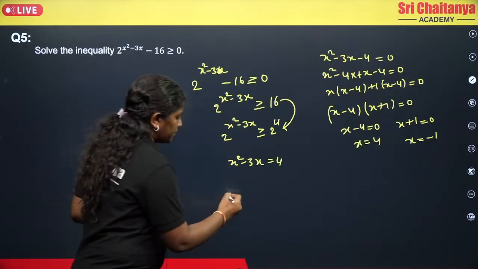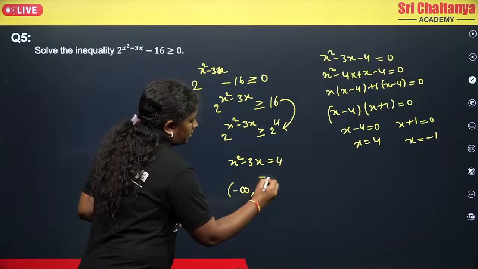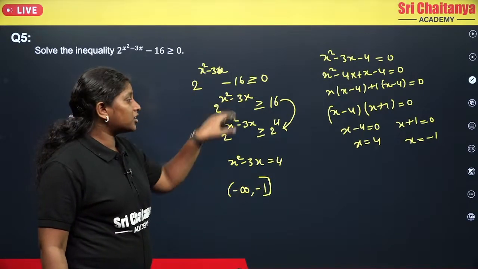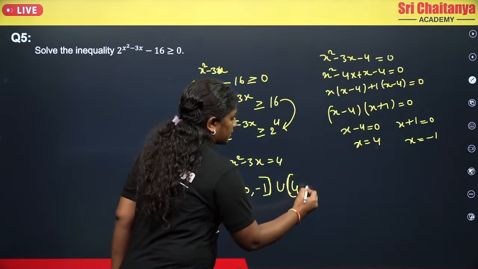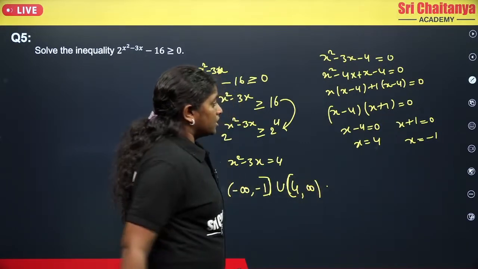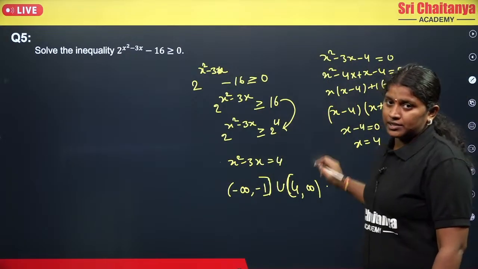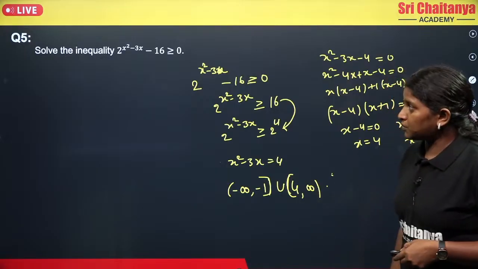So the interval will be minus infinity comma minus 1, right? Here we need to use the closed brackets. Why? Because we are having greater than or equals to. Union of 4 comma infinity. Okay, so this will become your solution of the given inequality. Clear? So this is how we are going to find. So now let's solve the next one.